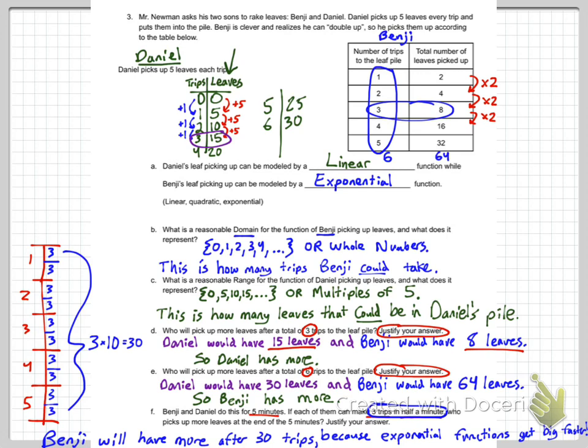You can keep multiplying by 2 if you want to find an exact number. That would be another good way to justify your answer, but you don't have to, as long as you make the observation that exponential functions grow bigger faster.